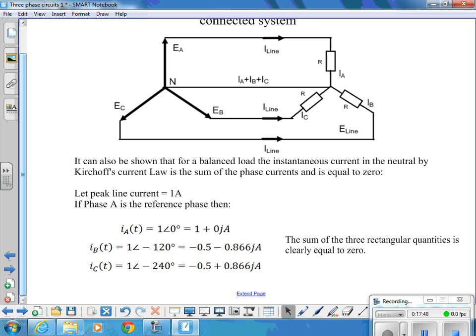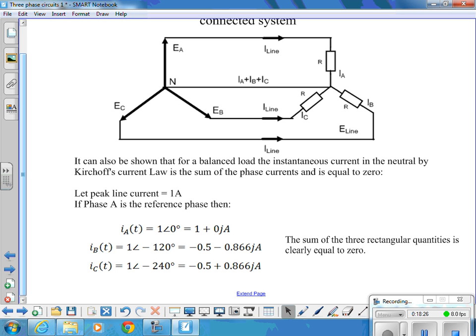That's minus 0.5 minus 0.866 J, and the third one is 1 angle minus 240 degrees, and that is, we could equally put plus 120 there and that would mean the same thing, minus 0.5 plus 0.866 J. And it doesn't take a calculator to say that if you sum these up, we end up with 0 minus 0 J amps, and therefore we have no current.